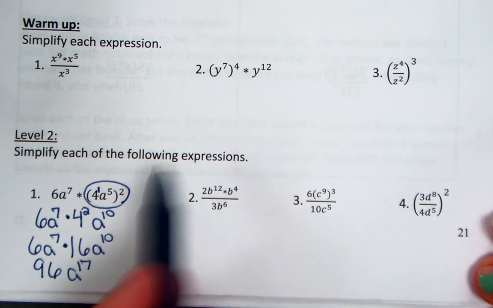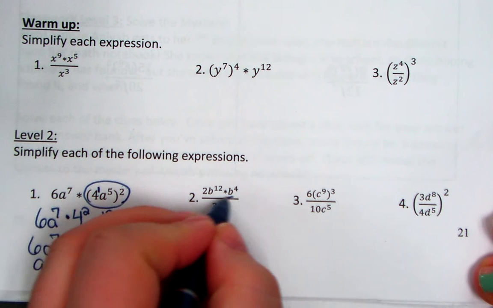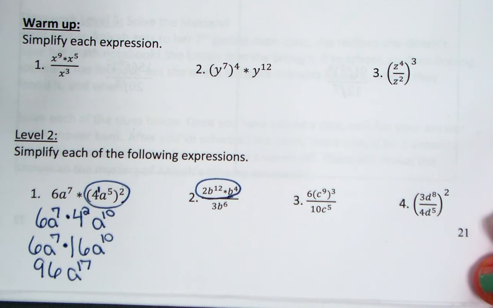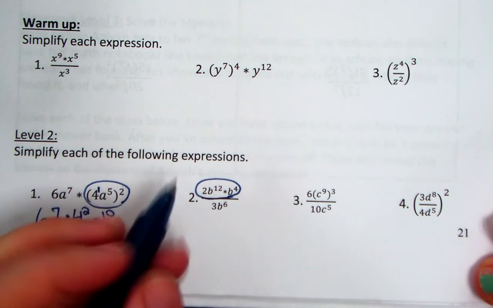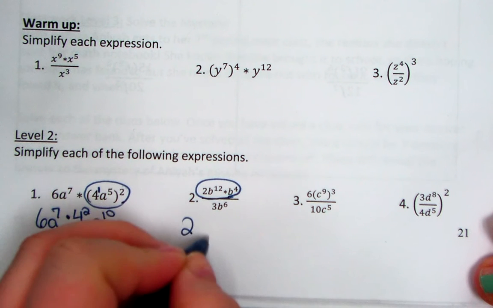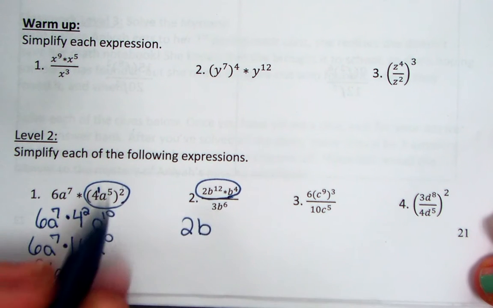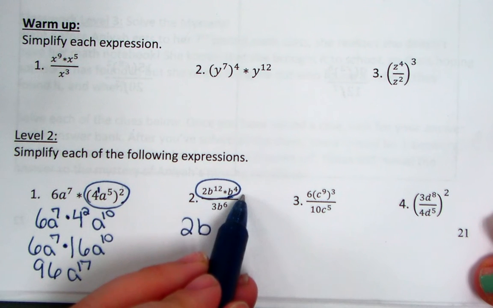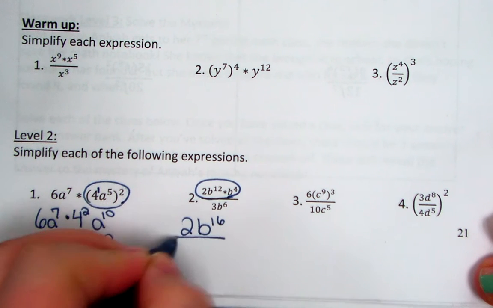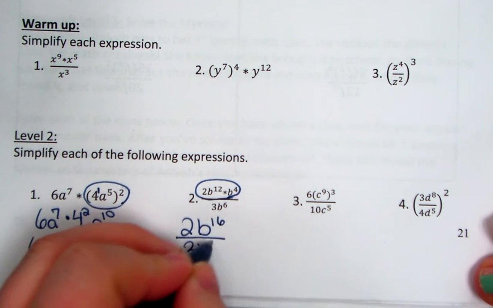For the next one, we'll simplify everything that's on top and everything that's on the bottom. So the top has some simplifying that needs to happen. The exponents will need to be added together. So I have 2 times b to the 12 plus 4, which gives me 16 over 3b to the 6th.